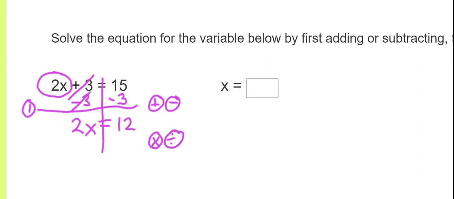So 2 is multiplying x. So we're going to divide the left side by 2, divide the right side by 2. That is our second step. So 2 divided by 2 becomes 1, and then we have 1x, which is what we want. x is equal to 12 divided by 2. So finish that up.